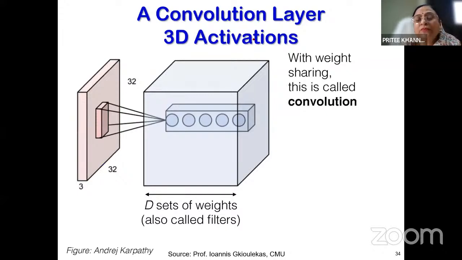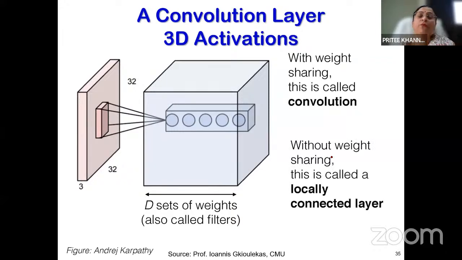With weight sharing, it is called convolution. If you do not go for weight sharing, then it is a locally connected layer. You must have already done this.